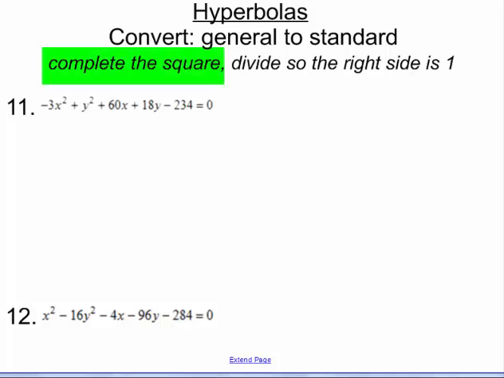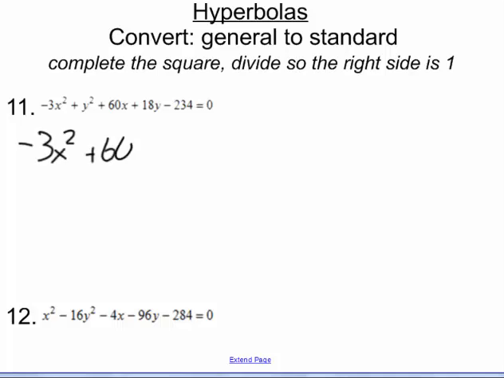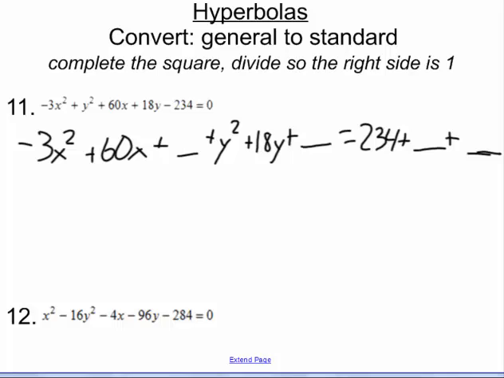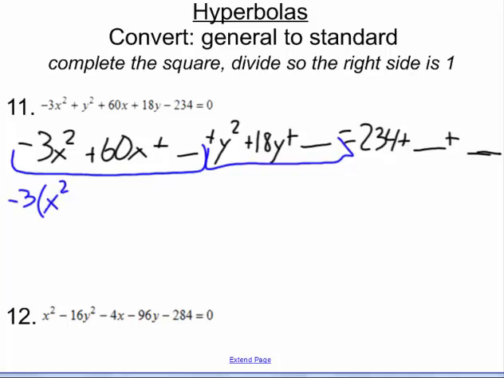We have to complete the square and divide so the right side is 1. So we are going to rewrite so it goes x's, y's, equal number. We're going to have to factor out that negative 3. So we're going to look at it like the x's are separate from the y's. So we're going to get negative 3, parentheses x squared, and we're going to take a negative 3 out of positive 6, negative 20x plus blank.